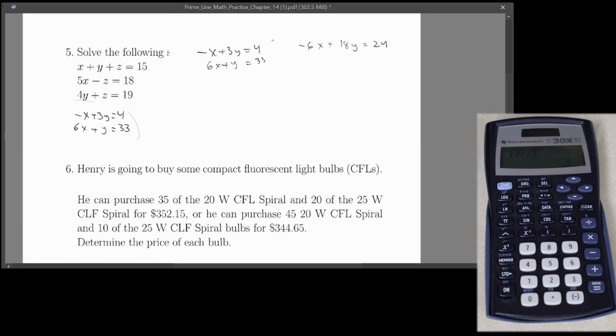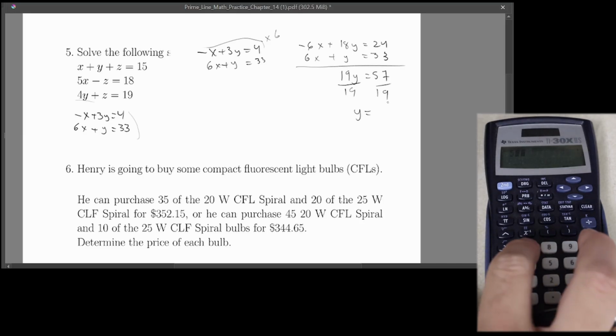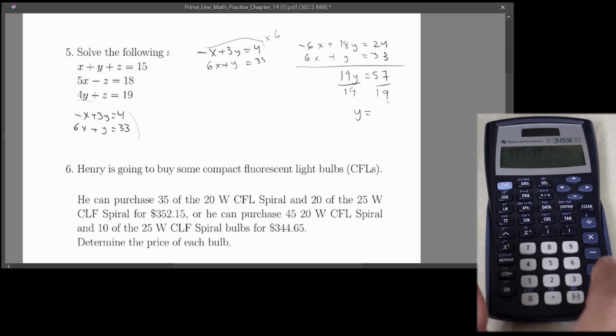Notice we multiplied by 6 across the whole thing. Then we've got a positive 6x plus y equals 33. We're going to add them together and we'll get 0x. We'll get 19y equals 57. Divide by 19. We get y equals 57 divided by 19, which is 3.